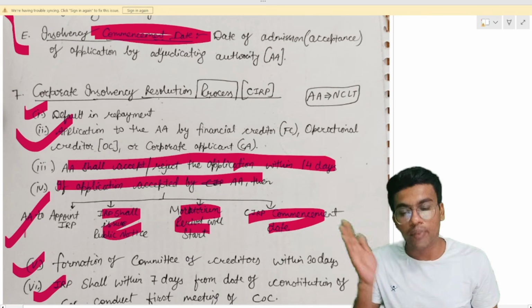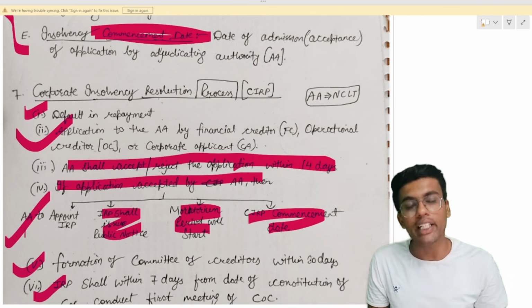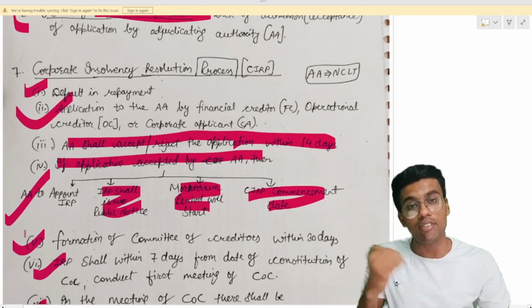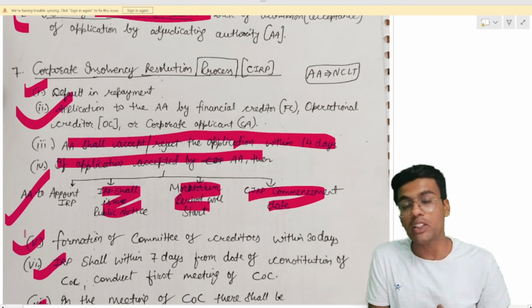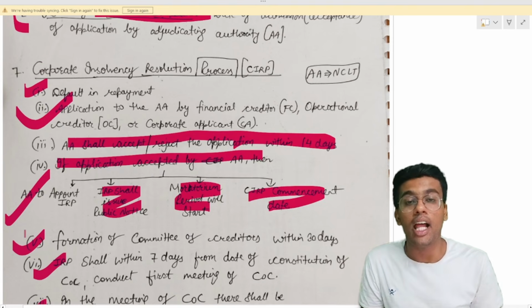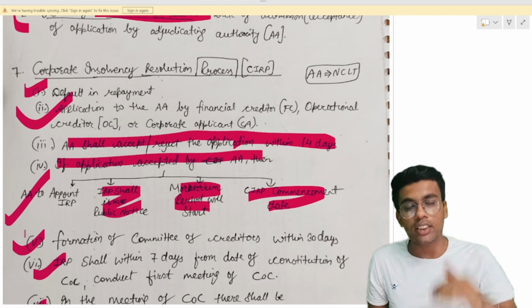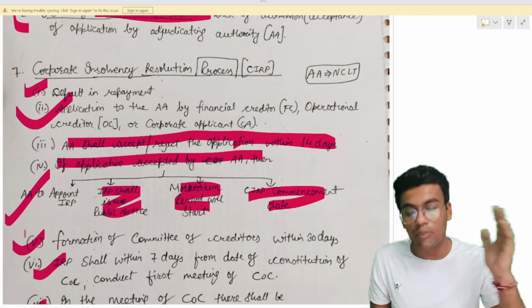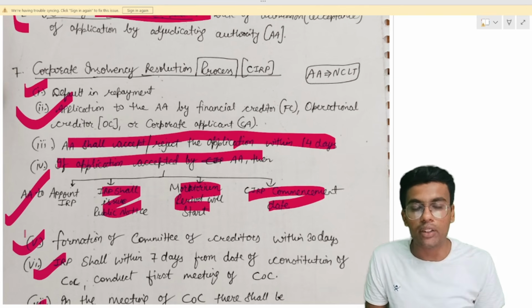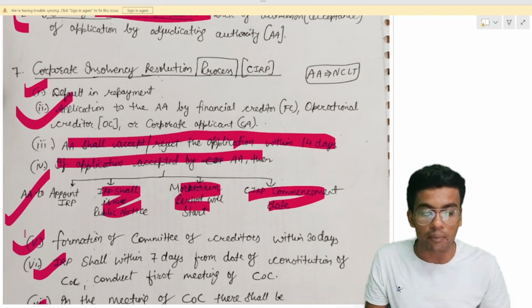First, there will be a default in payment. Application will be filed to the adjudicating authority. The adjudicating authority will accept the application. Upon acceptance of the application, the adjudicating authority will appoint whom? It will appoint the IRP, insolvency resolution professional, who will take care of the company until a resolution professional is appointed. Moratorium period will start from the date of acceptance of the application.